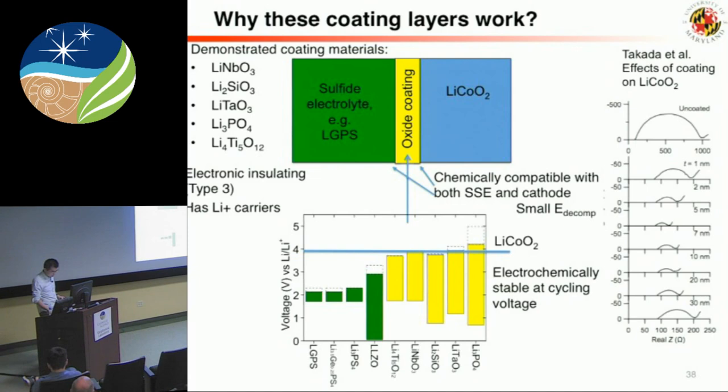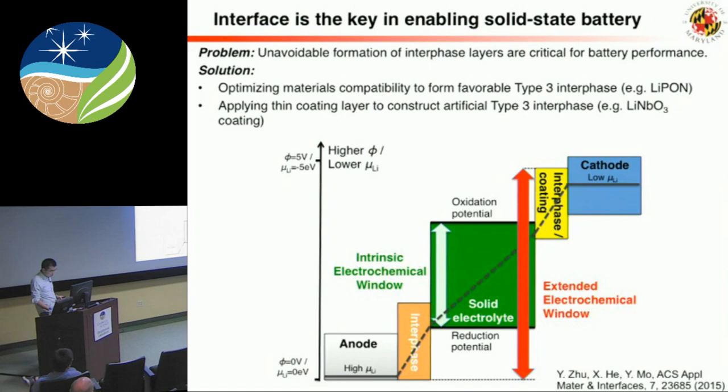So this is the impedance. When you have an uncoated material, an uncoated interface, you can see it has a very high interfacial resistance. But once you apply even a few nanometers of coating, you can see the interfacial resistance drops significantly. So it really demonstrates the effectiveness of that.